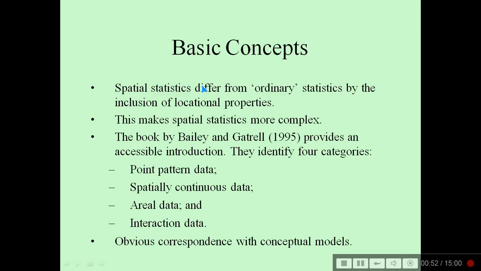Spatial statistics differ from ordinary statistics by the inclusion of locational properties. So this is very important: ordinary versus inclusion of locational properties. This makes spatial statistics more complex, as we have locational properties, and Bailey and Gatrell provide an accessible introduction. There are 4 categories: point pattern data, spatially continuous data, areal data, and interaction data. So an obvious correspondence with the conceptual model is seen.